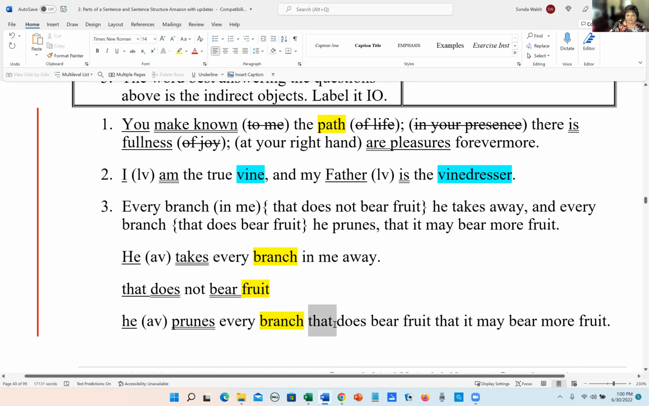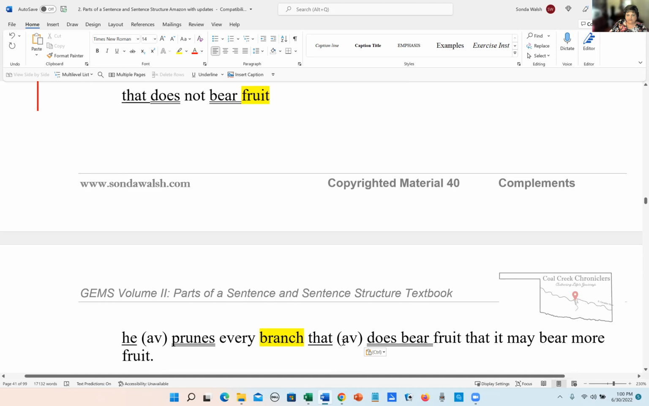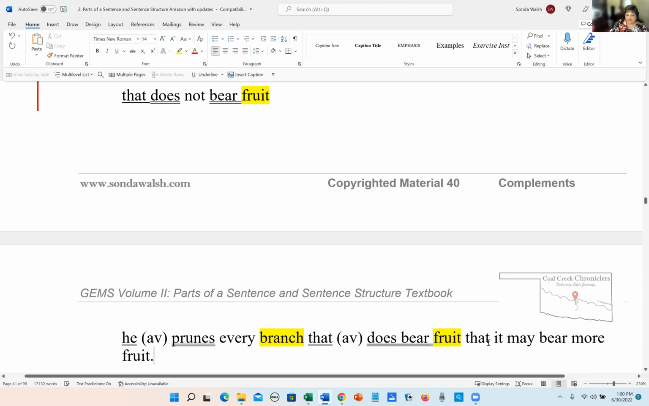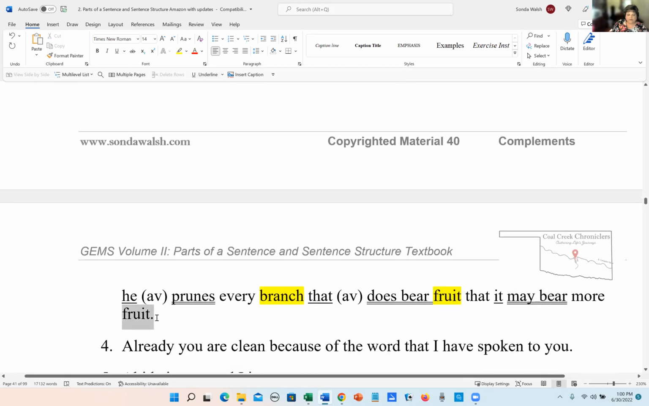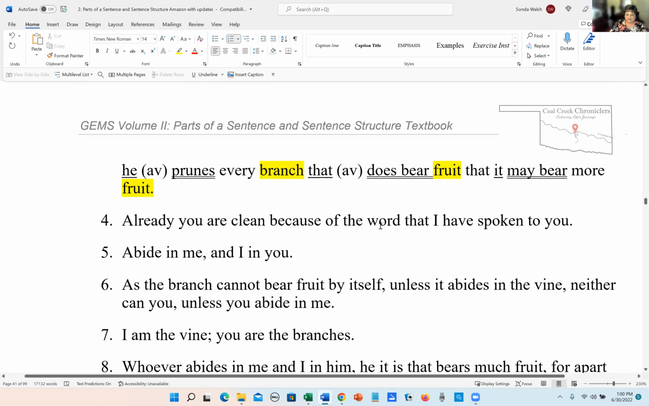Okay, that is a subject. Does bear is a verb. It is an action verb. Okay, does bear what? Fruit. Fruit is a direct object. Okay, then we have it is a subject. May bear is a verb. It may bear what? Fruit is a direct object. Okay, let's go to the next one.